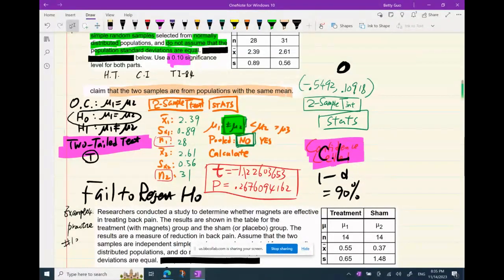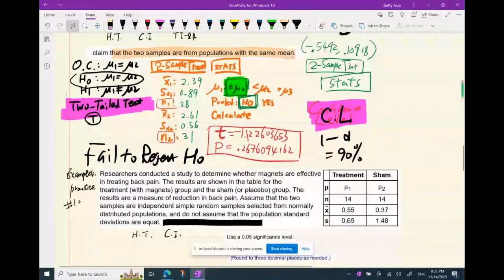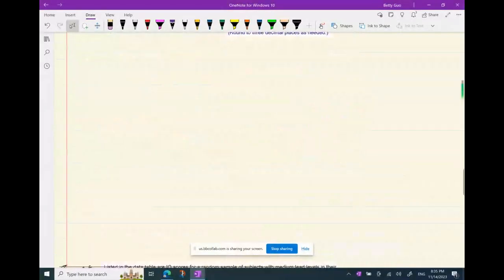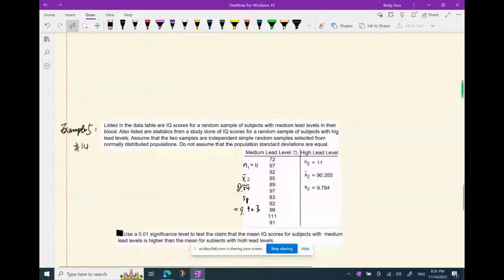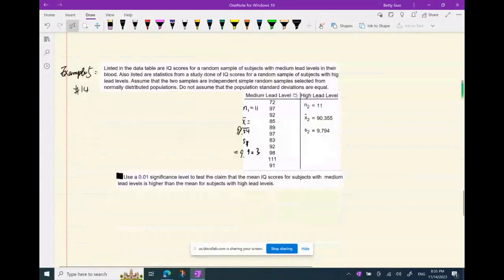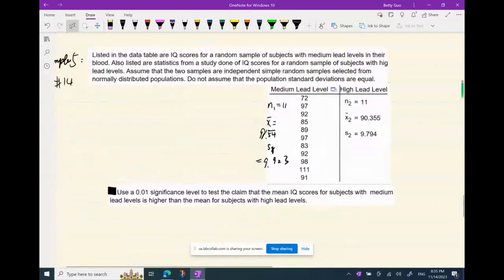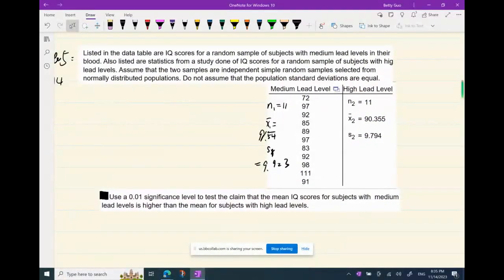There's not sufficient evidence to warrant the rejection of the original claim. All right, guys, we're going to skip example 4 because it is the same type, and we are going to go ahead and look at this example. Example 5 is different, okay? Why different? We have two samples here.